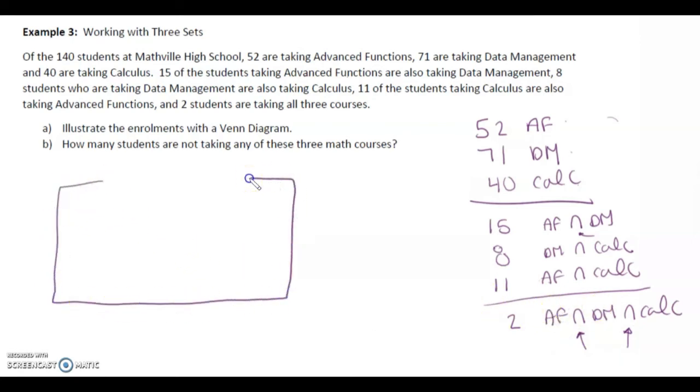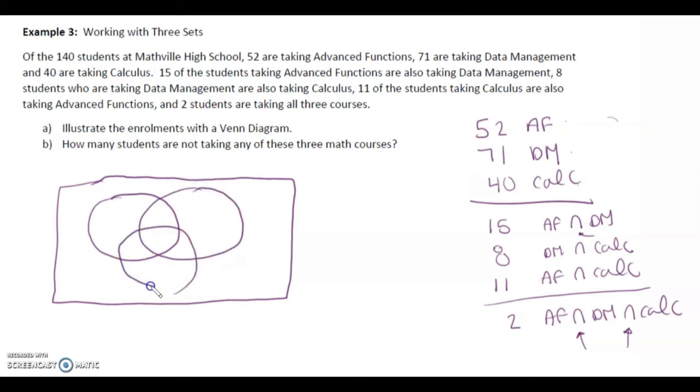Now, let's make a huge Venn diagram. Okay, we're going to have 3 circles. We're going to name this one advanced functions, this one data management, and this one calc. Okay, and we want to work from the inside out. So 2 people are taking all 3. So I'm going to put that 2 right in the middle. This middle part is going to be the intersection of all 3. Now, let's just work upwards.